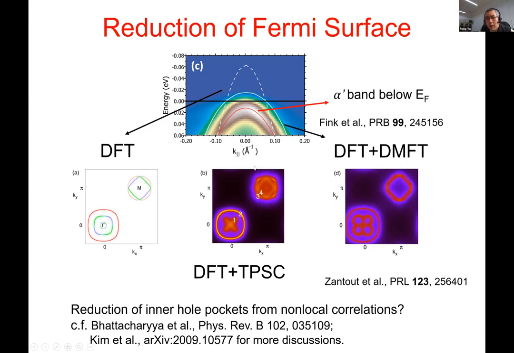However, if they apply the non-local electron correlation effect using this TPSC method, then they see the reduction of all the electron and hole pockets, and the inner pockets also become reduced. So this raises a very interesting question of whether one really needs these non-local electron correlation effects to see this reduction of the Fermi surface.